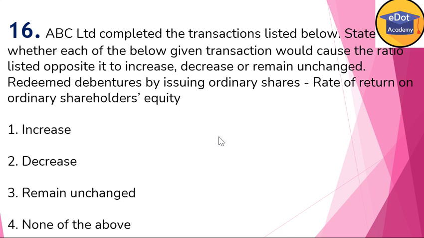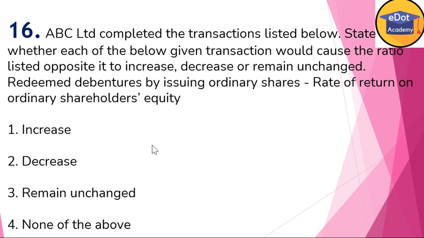Okay, next question. The data is the same here. What action is being taken? Redeemed debenture by issuing ordinary shares. The ratio is the rate of return on ordinary shareholders' equity. Redeem debenture by issuing ordinary shares.